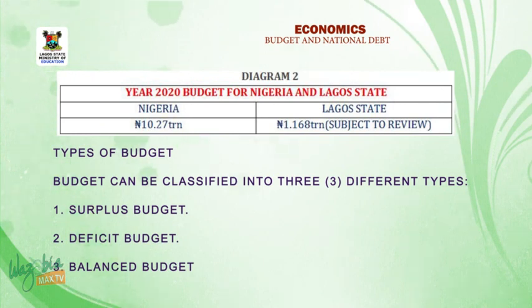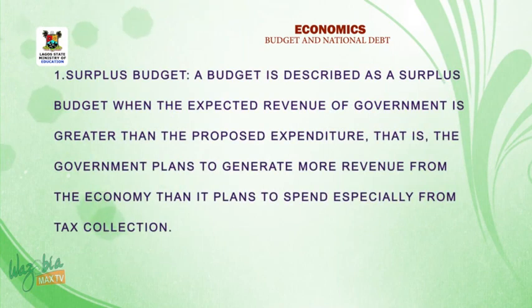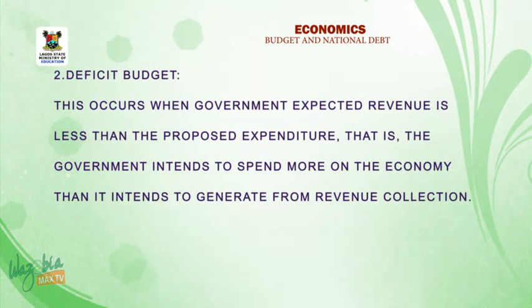Types of budget. Budget can be classified into three different types: surplus budget, deficit budget, and balanced budget. I'll take them one after the other. Surplus budget. A budget is described as a surplus budget when the expected revenue of government is greater than the proposed expenditure. That is, the government plans to generate more revenue from the economy than it plans to spend, especially from tax collection.